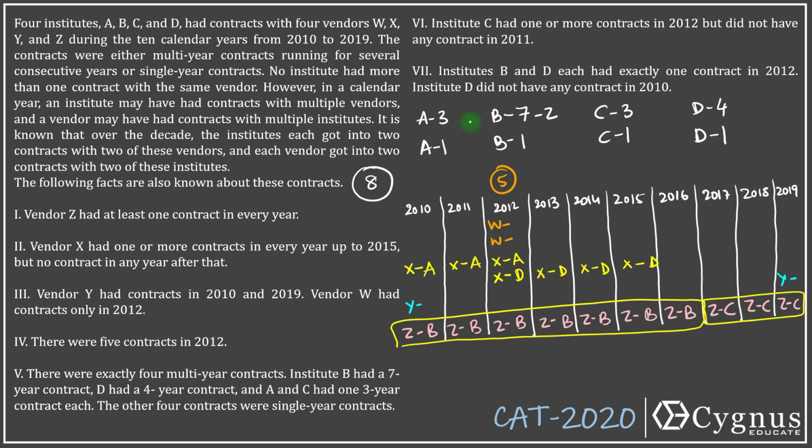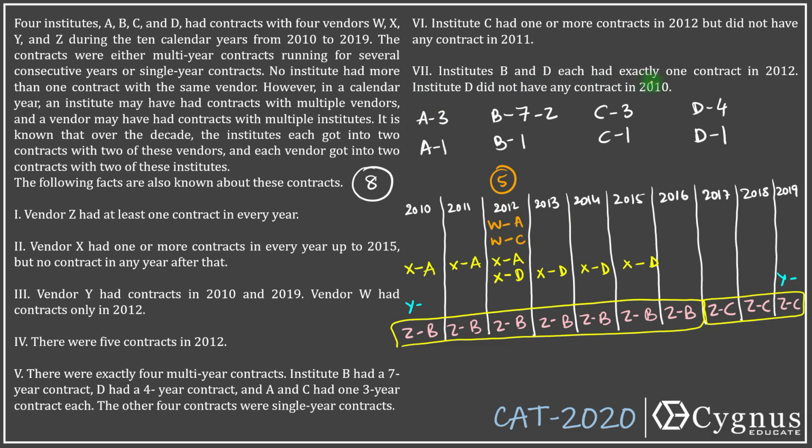Now, the 7th point. Institutes B and D each had exactly one contract in 2012. Now I already know the contract of B and the contract of D, which means both these contracts are neither with B nor with D. So there are only two institutes left, A and C. So one must be with A, one must be with C.